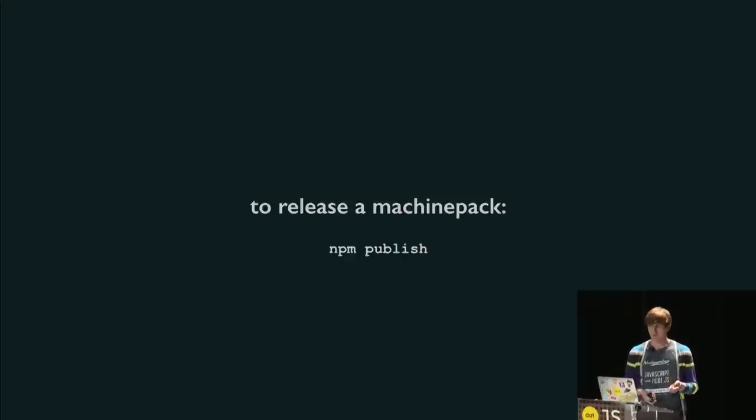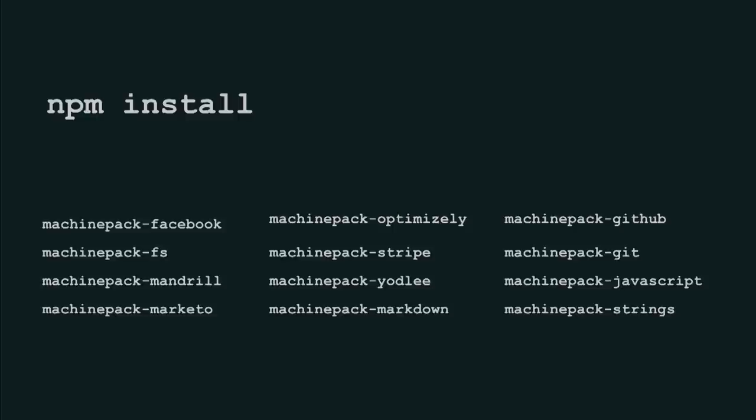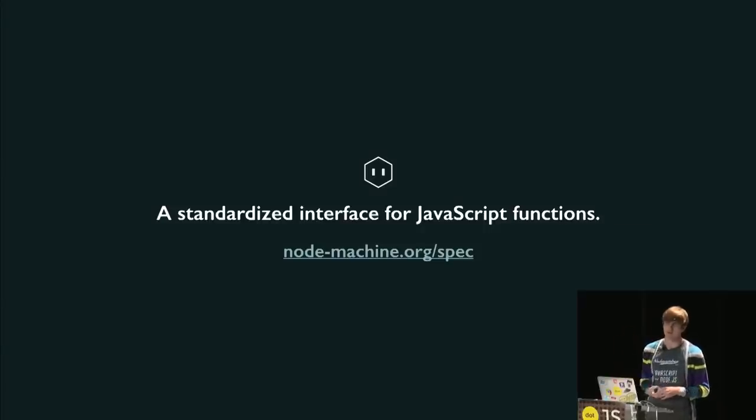You can look at the examples that are already out there. We have about 50 machines so far, and Facebook, file system, et cetera, are what's out there. You could pretty much wrap any API that already exists and just use the underlying NPM module to give yourself the standardized interface. So it's called nodemachine.org/spec, which has an interactive package.json tutorial of what you need to put in there. But I look forward to seeing what everyone comes up with.